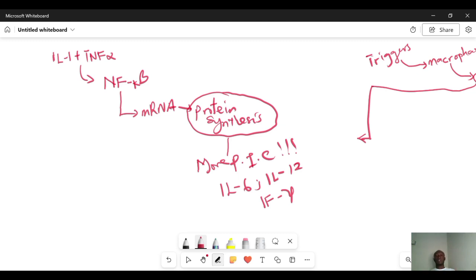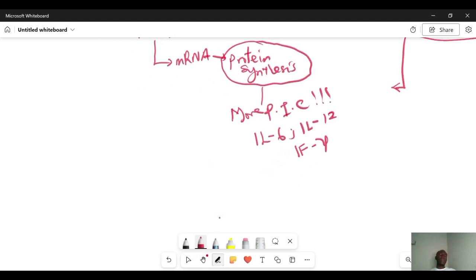Now, the pro-inflammatory cytokines that have been released just here, interleukin 6, interleukin 12, and interferon gamma. Interleukin 6 here plays an important role because it causes the release of acute phase reactants, right?